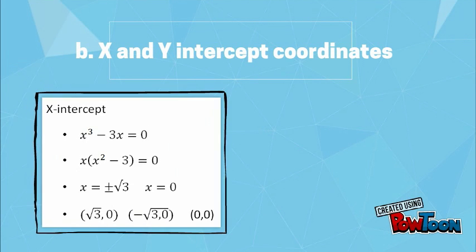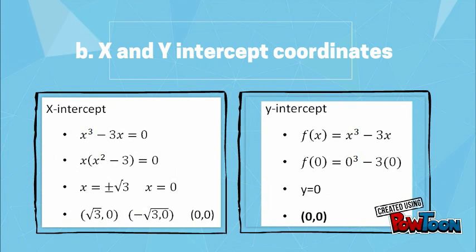To get the x-intercept, we equal the equation to 0 and solve for x, in which we get 3 values, which are the interceptions. To get the y-intercept, we plug the value of 0 to every x in the function and solve.